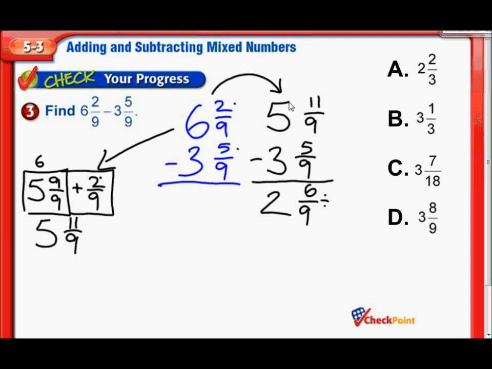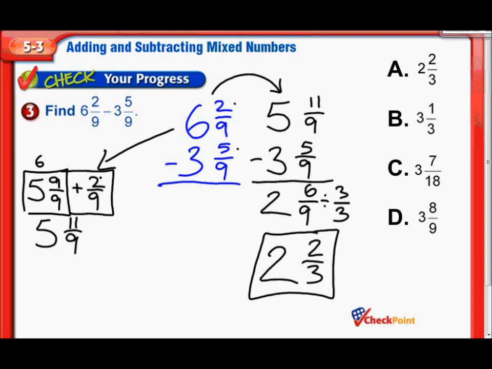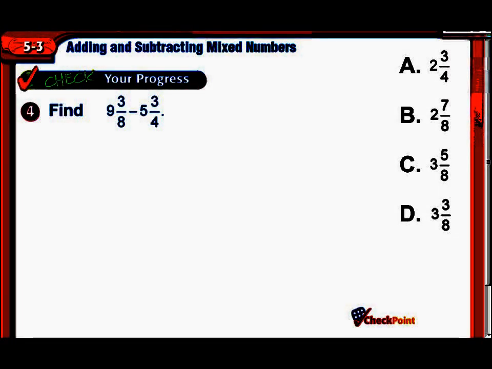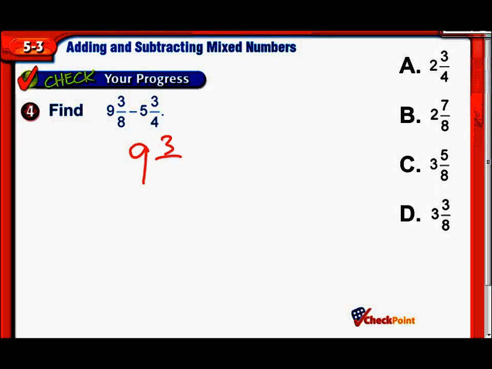So let's see. These are both divisible by 3. So let's see here. That'd be 2 and 6 divided by 3 is 2, and 9 divided by 3 is 3. There we go. 2 and 2/3. Moving on. 9 and 3/8 minus 5 and 3/4.